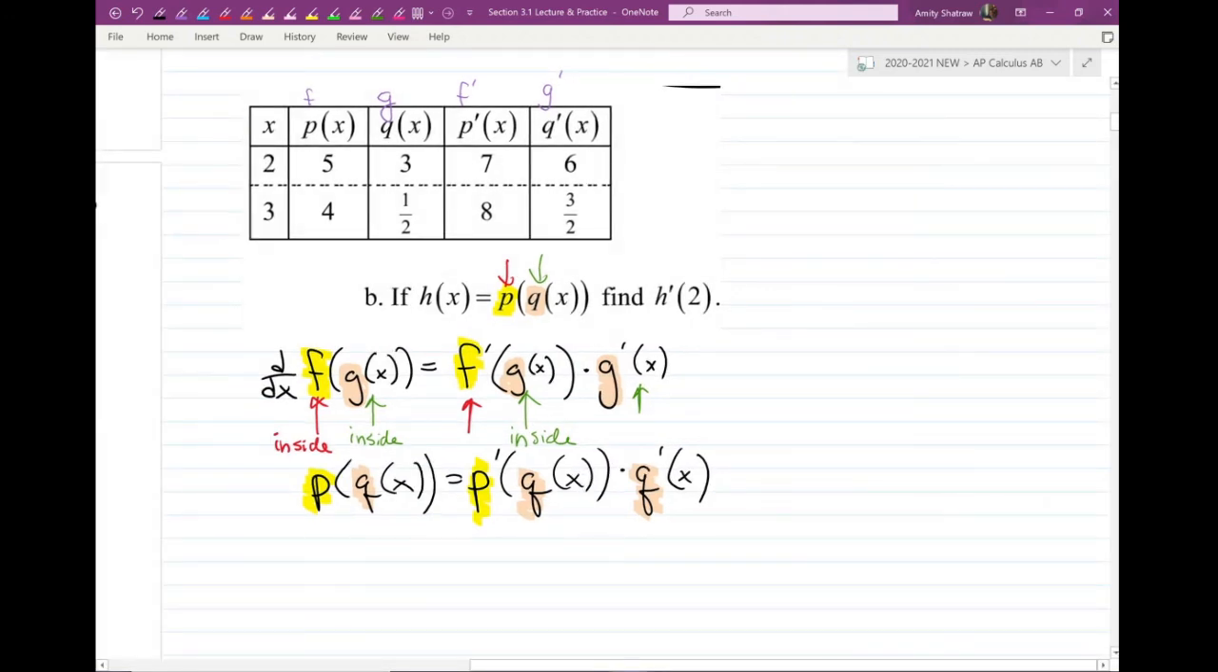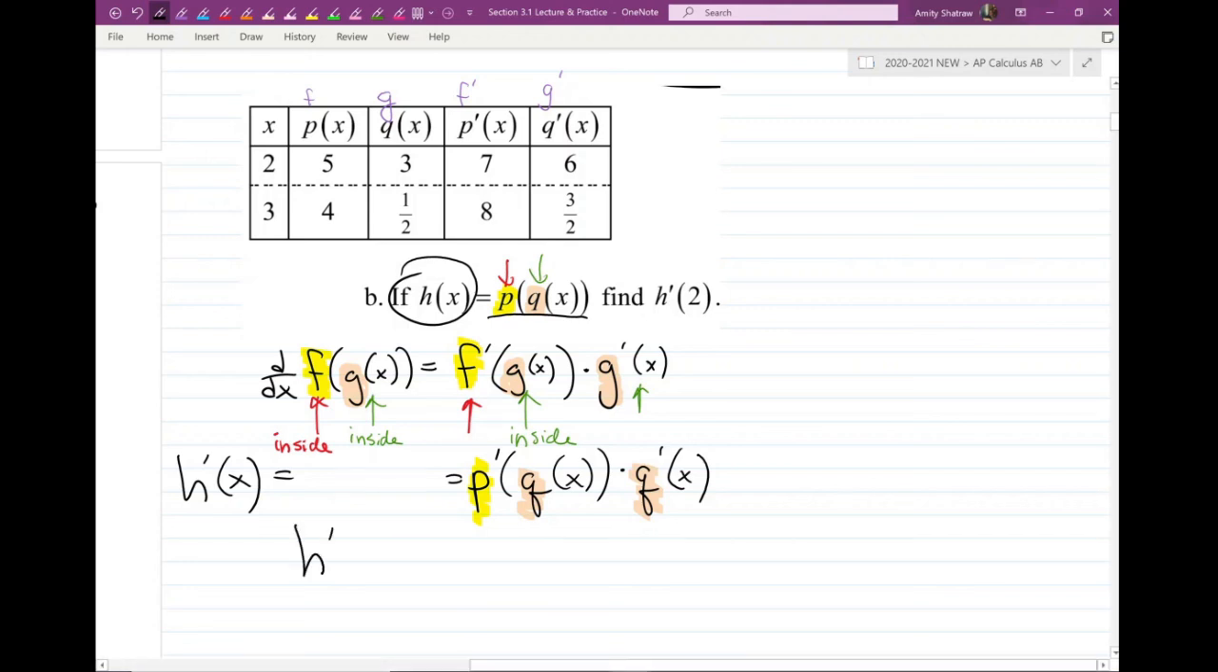So if I want to find h prime of 2, first of all, let me connect one last piece, which is that h of x is this composition. So what I said is now the derivative, h prime of x, right? Take the derivative of h of x, then I will end up with this derivative right here. Sorry, let me get rid of that right there. So this derivative will be that right there, okay? And now I can start plugging in numbers.